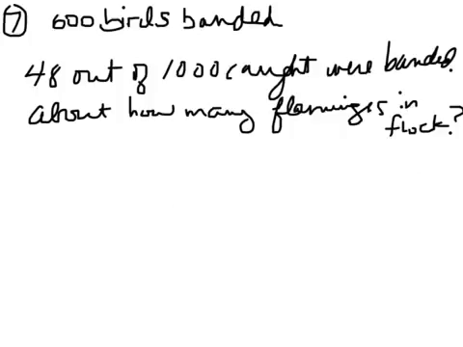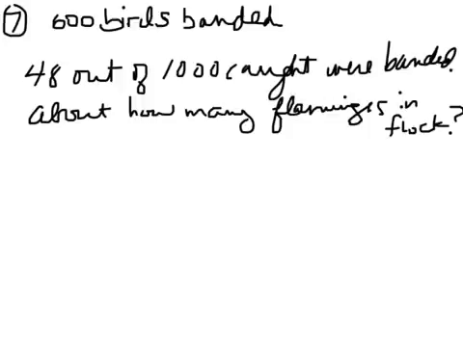Okay, in this problem, you've got the Wildlife Service in Africa bands 600 flamingos, and then at a later time they catch 1,000 birds, and 48 out of the 1,000 were banded. So they want you to use that to estimate how many total birds are in the flock. The assumption is that the 48 out of 1,000 represents kind of the proportion, you see that word proportion, of birds out of the total flock.